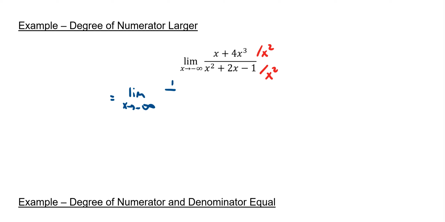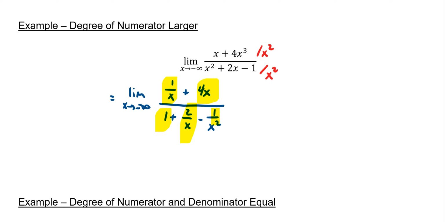You would get 1 over x plus 4x. And then divide every term from the denominator by x squared. You would get 1 plus 2 over x minus 1 over x squared. And now every term individually, you're going to evaluate the limit. Any one of these that has an x in the denominator essentially is going to approach 0. So 1 over x will approach 0 as x approaches negative infinity.